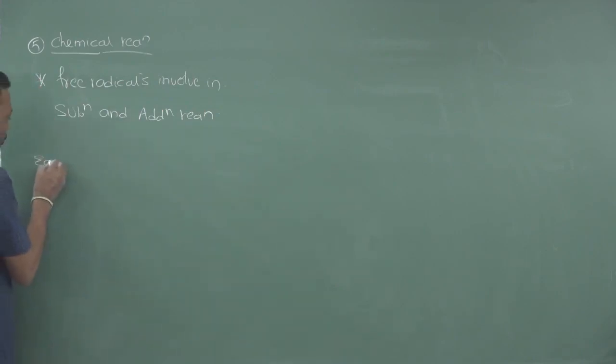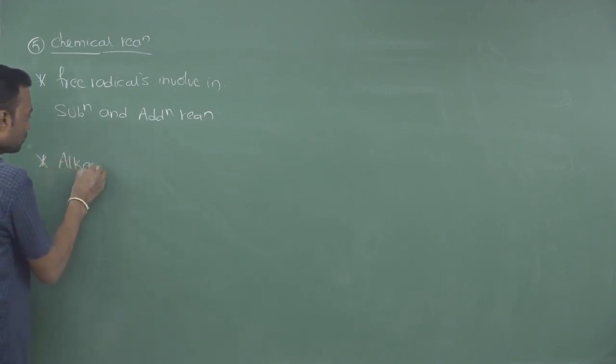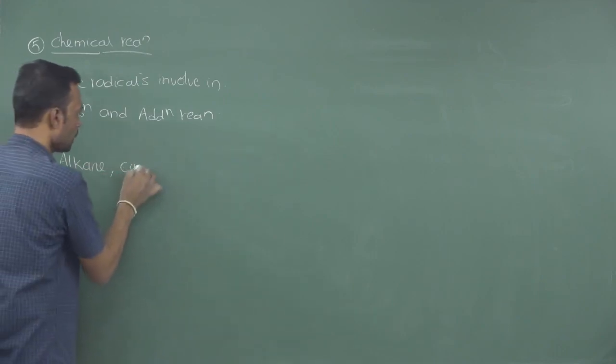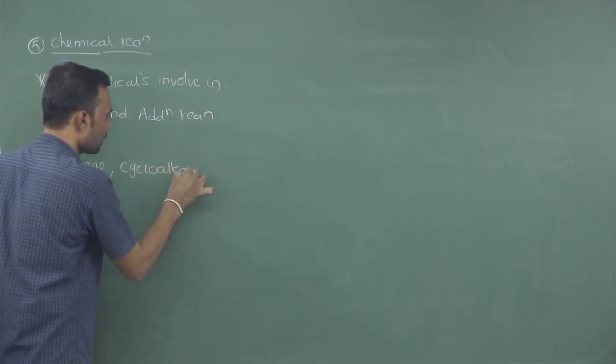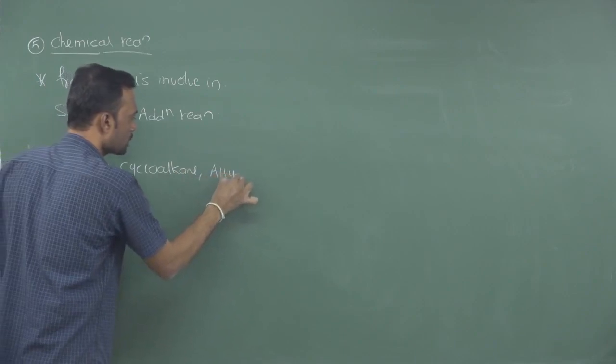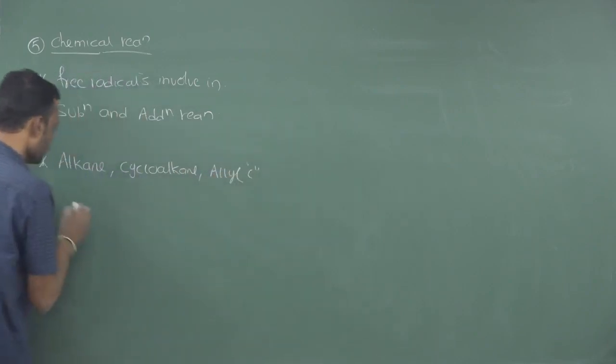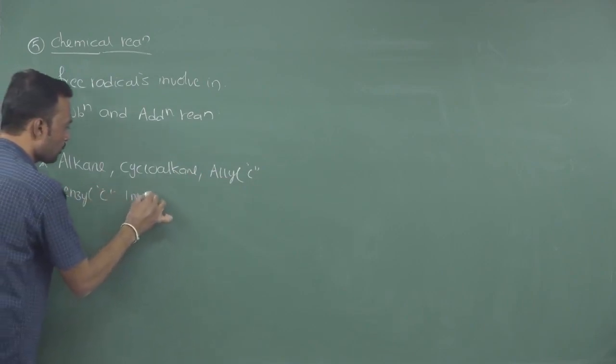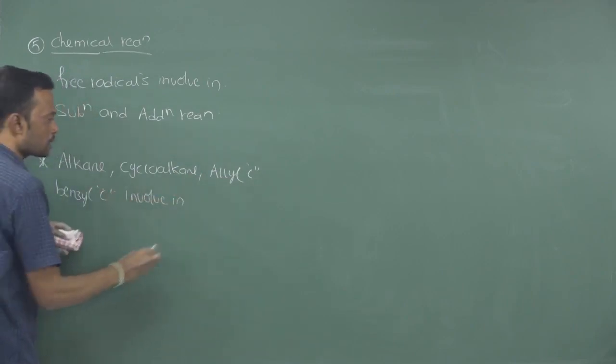Which molecules are involved in substitution reactions? Alkanes, and one more, cycloalkanes. Next, the allyl carbon hydrogen, allyl carbon, and benzyl carbon are involved in free radical substitution.